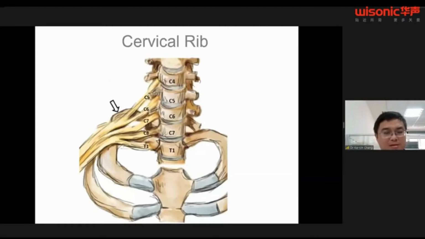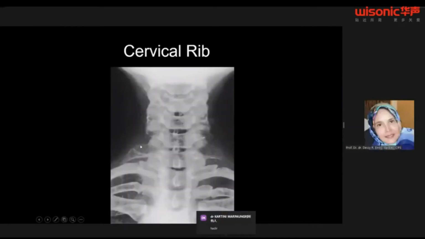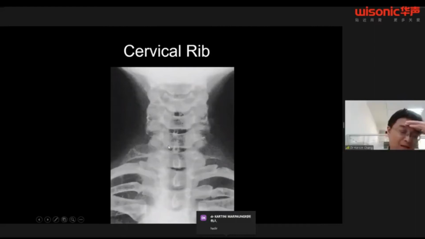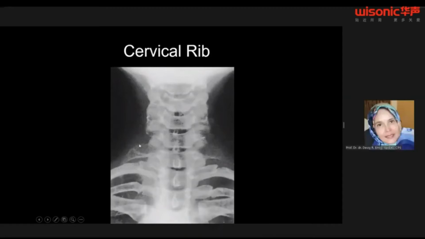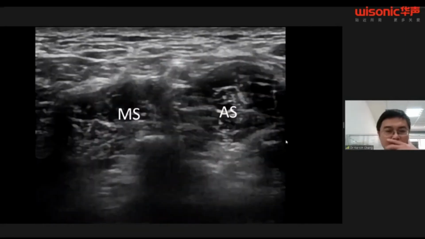So when we do the scanning, sometimes we may encounter some normal variants. One is the cervical rib. A cervical rib is a small bone connected to the C7 transverse process. Usually, we only have one C7 transverse process, and there is no bone connected to it. But in patients with a cervical rib, you are going to find a small bony structure connecting to the C7 transverse process.